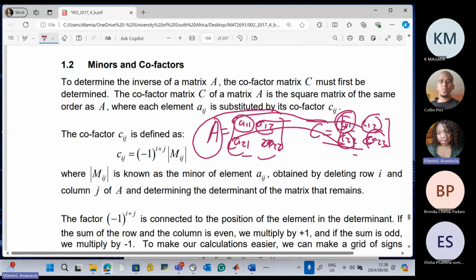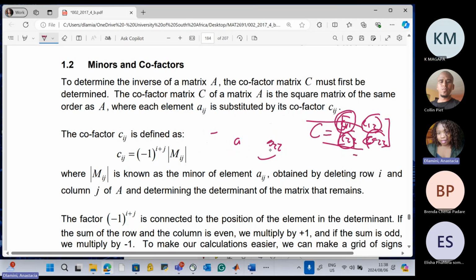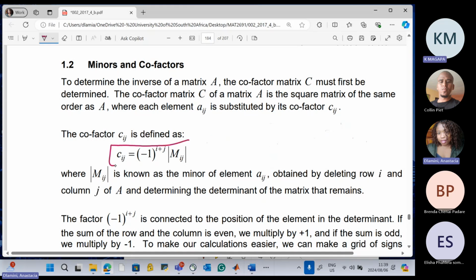Now, how do I find those cofactors? Hey, math is nice, guys. How do I find those cofactors? I use this formula over here. Are you all together?